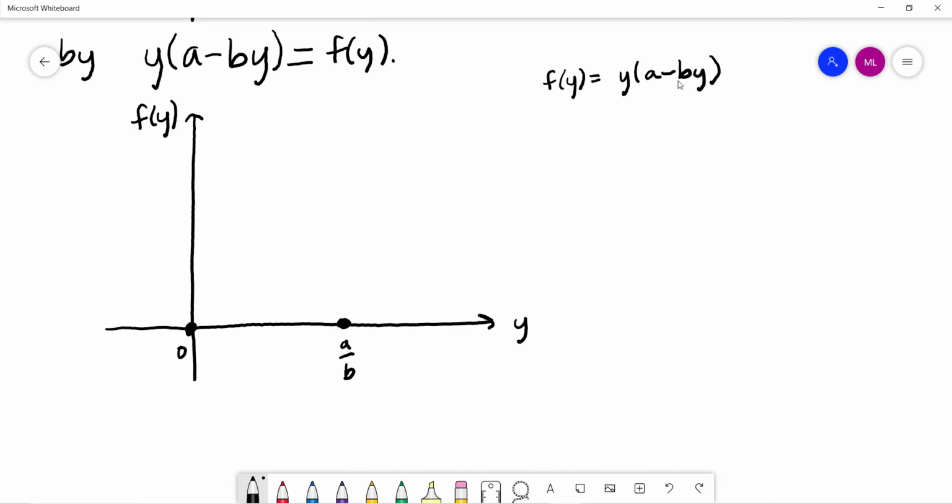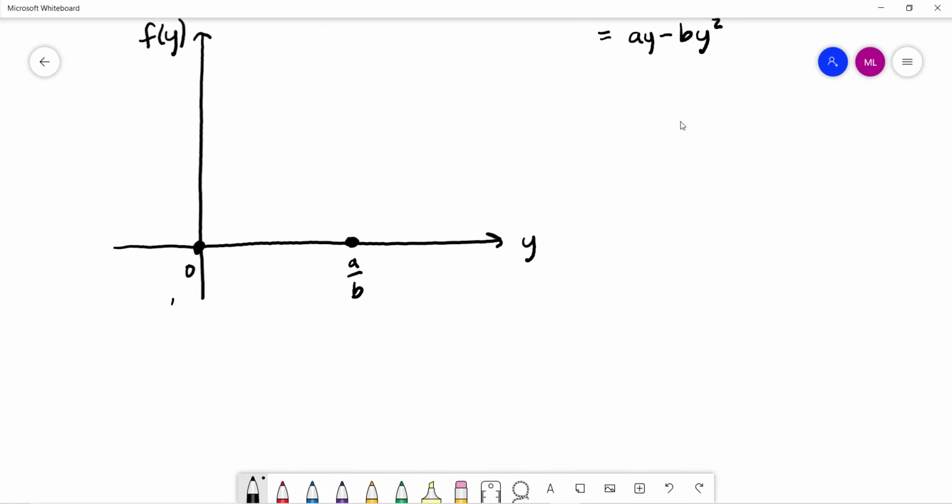And I know it's a quadratic, so I know it's going to be a parabola. And I just need to figure out, is it a parabola that opens upward or opens downward? And if we distribute through, I'll get ay minus by squared. And it's clear if I look at the leading term here, the highest power of y, the y squared term that makes this a parabola, its coefficient is going to be negative. And that tells me this is a downward opening parabola.